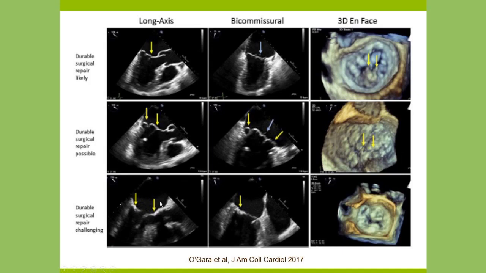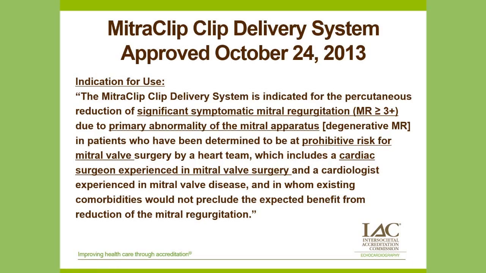This bottom picture shows somebody in whom a good surgeon's probably just going to have to replace it. Why? There's a lot of MAC, lots of mitral annular calcium extending down onto the anterior leaflet here. And then you can see that here as well in this bicommisural view. And in the 3D, there's just calcium everywhere, a tiny orifice. This valve kind of has to be replaced.